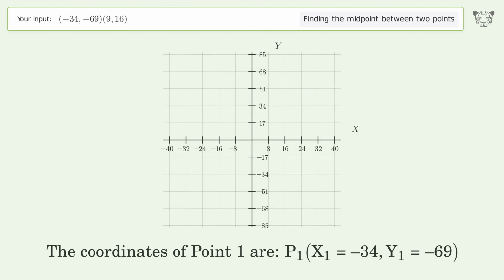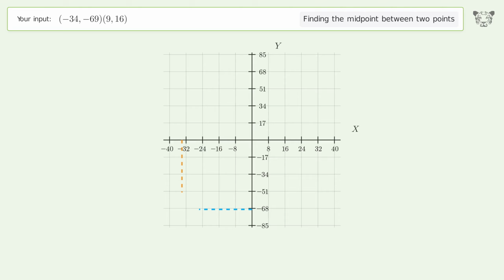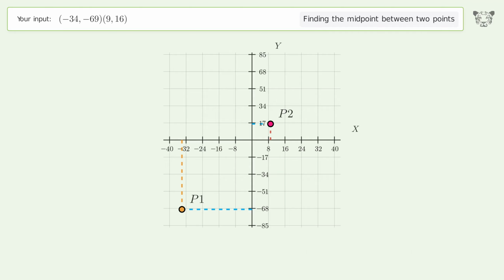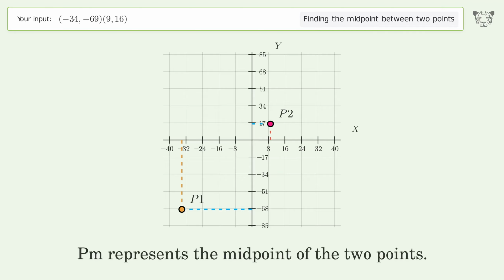The coordinates of point 1 are x1 equals negative 34, y1 equals negative 69. The coordinates of point 2 are x2 equals 9, y2 equals 16. PM represents the midpoint of the 2 points.